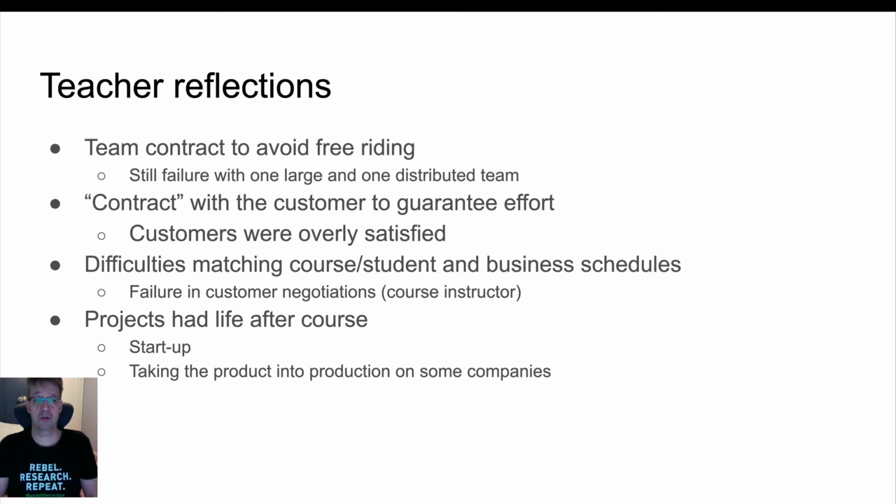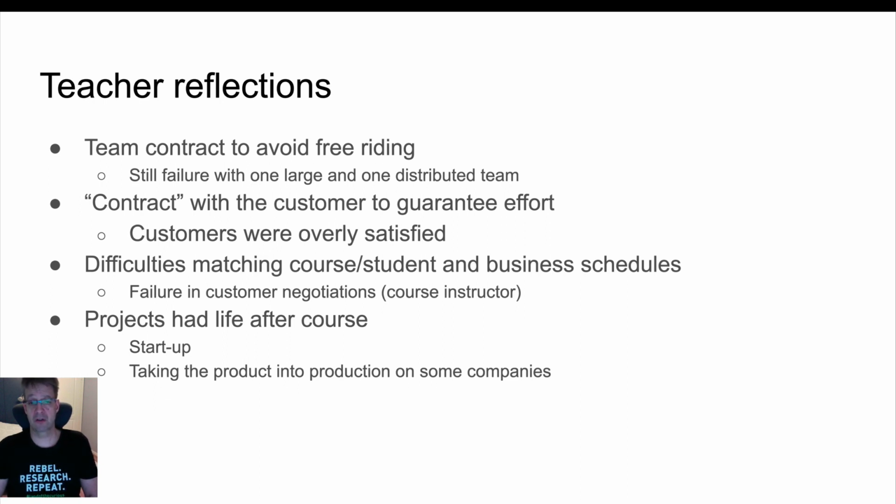There was also a kind of contract with the customer to guarantee that the team is doing effort for this real world case. The customers were overly satisfied with this whole thing, but there were some problems in that the academic schedules and the business schedules do not necessarily meet all the time. One of the teams had to postpone the start of their project because the business didn't have time to have the negotiations with this team. This is definitely a failure in customer negotiations of the course instructor and has nothing to do with the students.